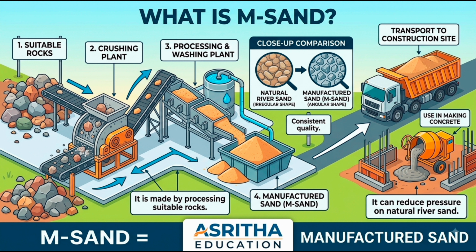What is manufactured sand? To reduce our dependence on river sand, we can use alternatives such as M-sand, or manufactured sand. It is made by crushing suitable rocks into small particles and processing them to get the required size. It is now widely used in many construction activities. So, manufactured sand can help reduce the pressure on natural river sand.